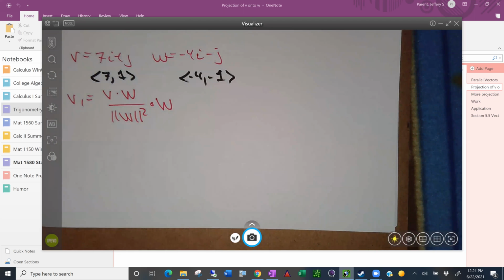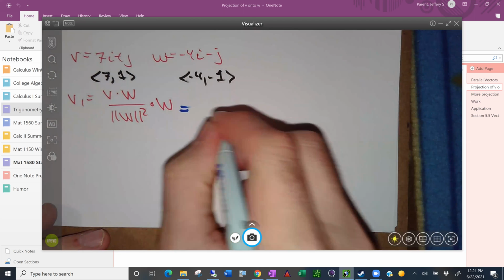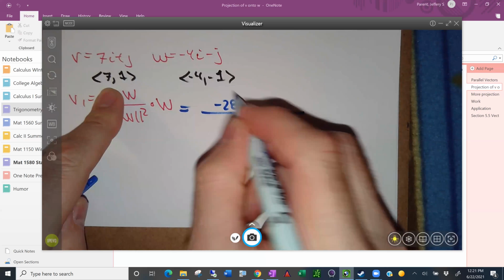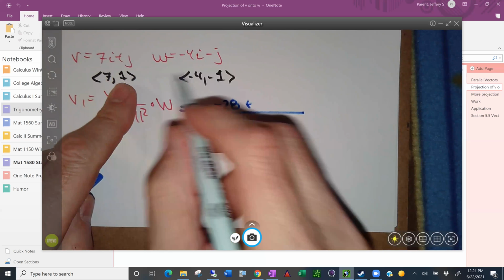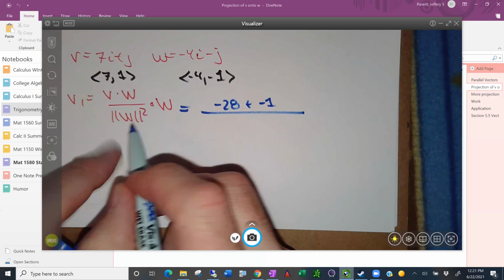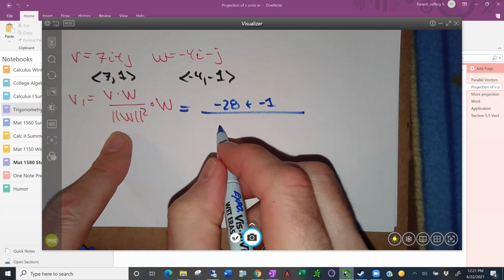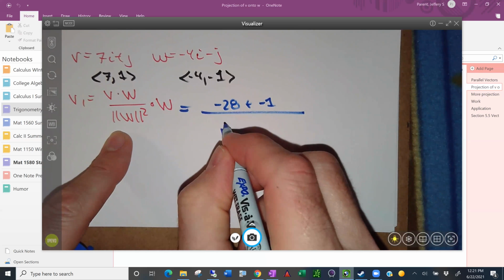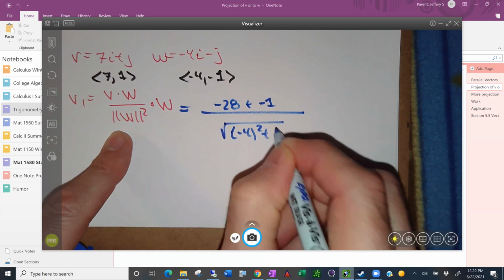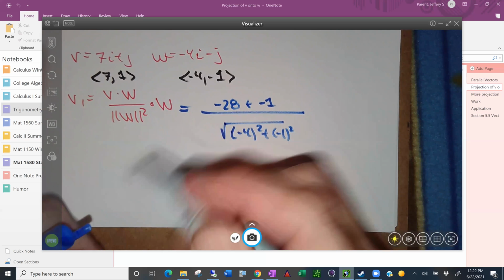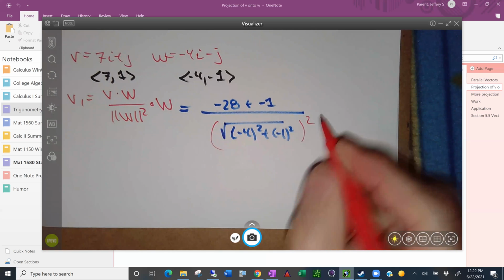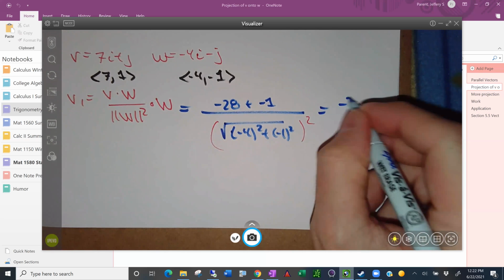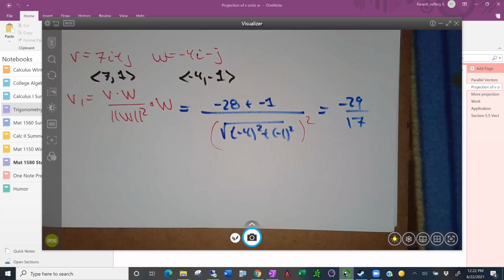Let's see about trying to find, first of all, the dot product. Hopefully you're pretty good at the dot product. That's going to be 7 times -4, which is -28, plus 1 times -1, which is -1, over the length of W squared. The length of W is the square root of -4 squared plus -1 squared, and I need to square that. Squaring the square root cancels it out, so I'll end up with -29 over 17.